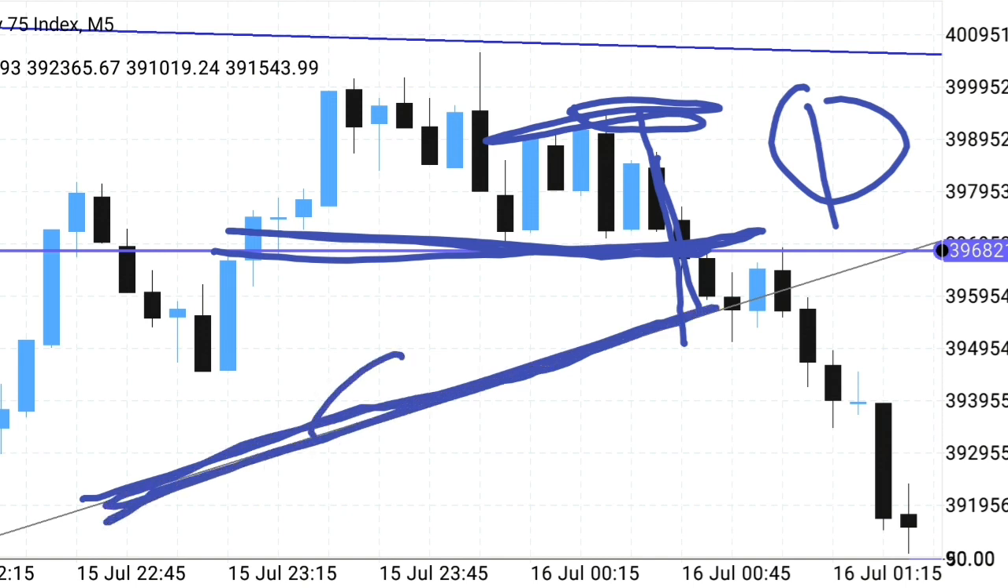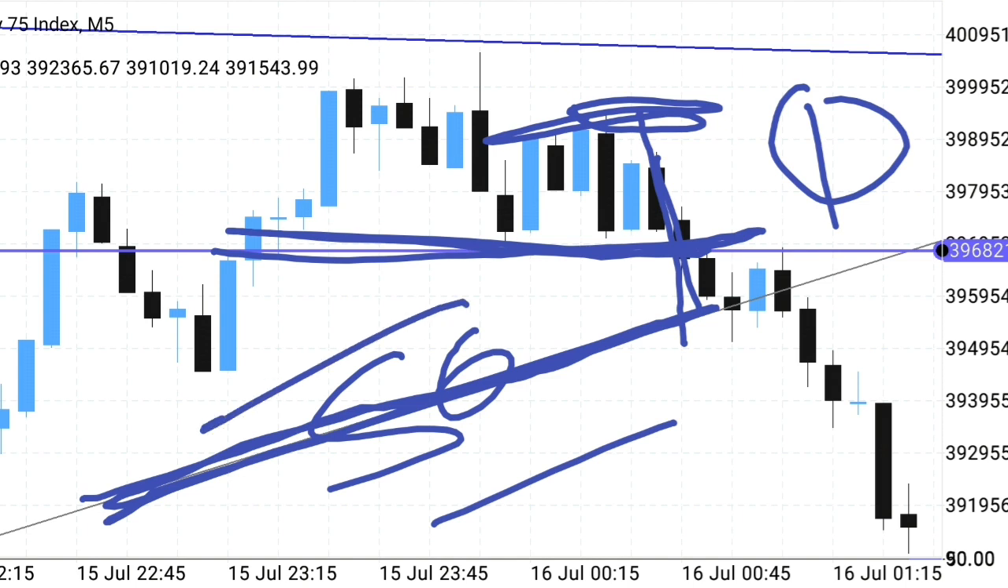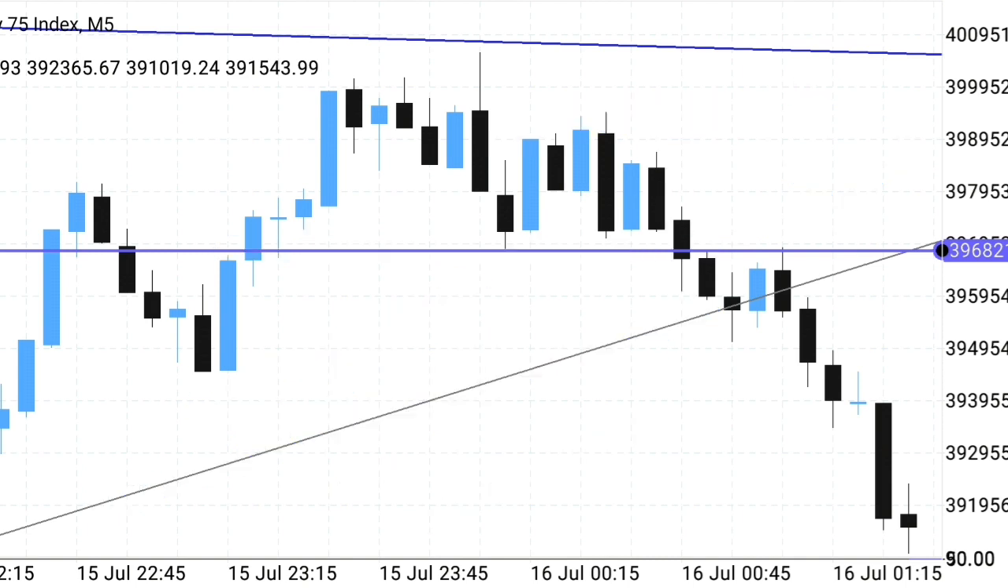This is also support on sideways. Are you getting it? These trend channels, our trend lines, they are also side supports and resistance. Are you getting the point? So we wait to see what the market will do here.